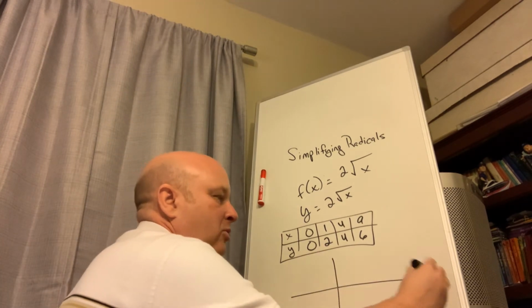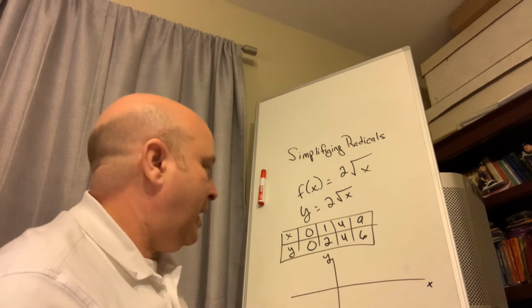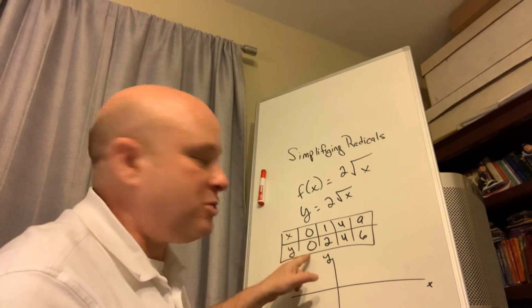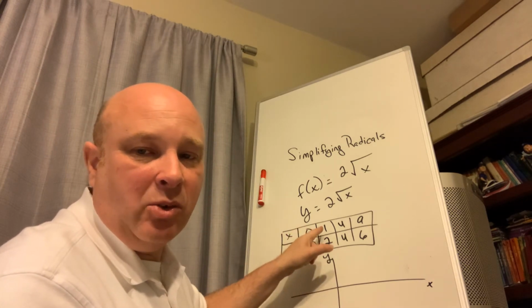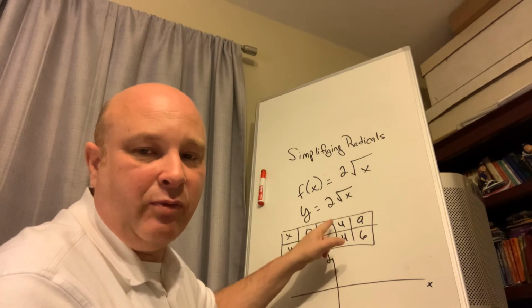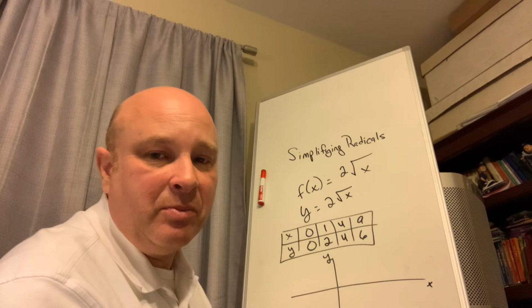Here's my x, here's my y, okay? And here are my ordered pairs, right? So x, y, when x is 0, y is 0, when x is 1, y is 2, when x is 4, y is 4, when x is 9, y is 6, okay?